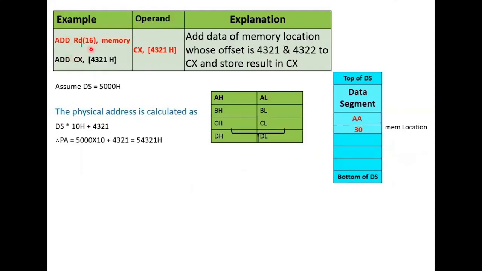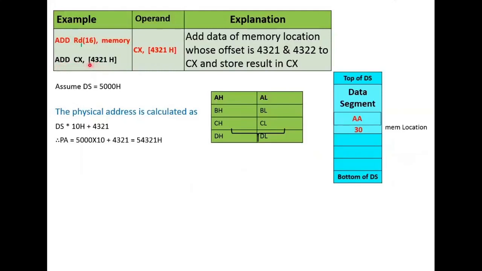Sometimes if they give like 2000 without the square bracket, or this 4321 only without square bracket, then we come to understand this is a 16-bit value. So this is 16-bit addition we are going to perform. Like that you can understand, right? So we'll see how we are going to perform this addition.